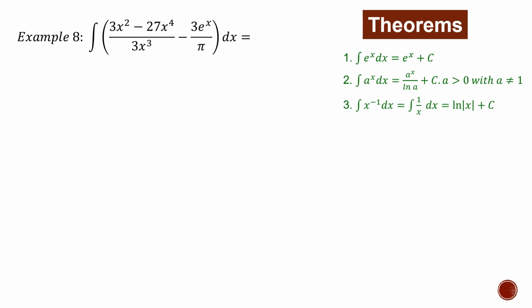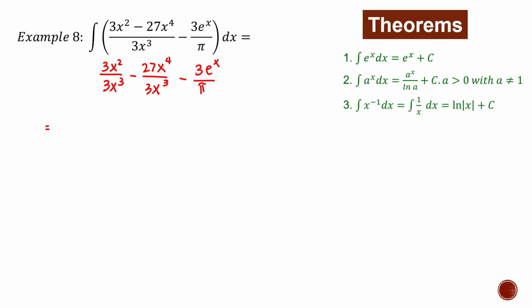Okay, so just like what I did earlier, what I'm gonna do is I will separate the terms here. So which means that this is 3x squared over 3x cubed minus 27x raised to 4 over 3x raised to 3 minus 3e raised to x over pi. Now again, that pi is a constant number in math. That's approximately 3.1416.